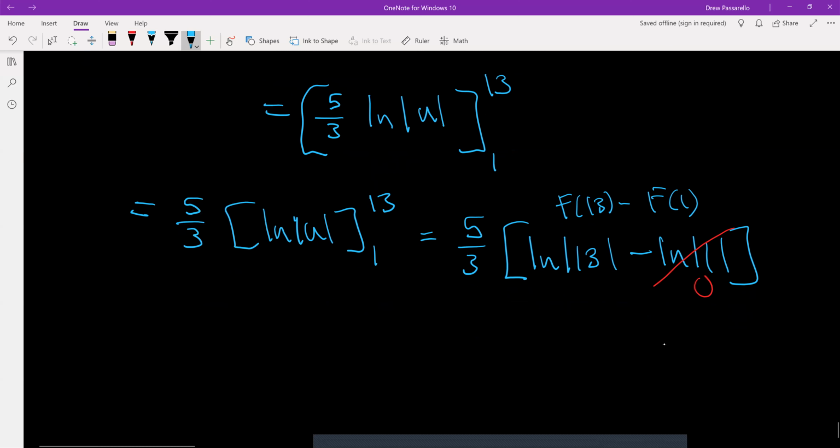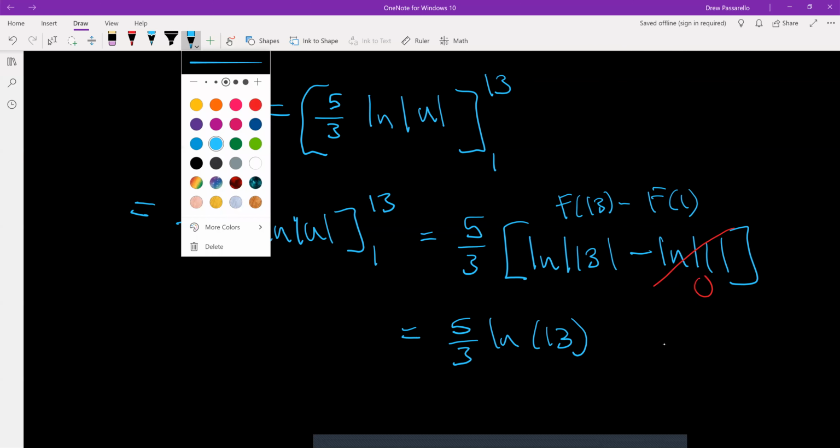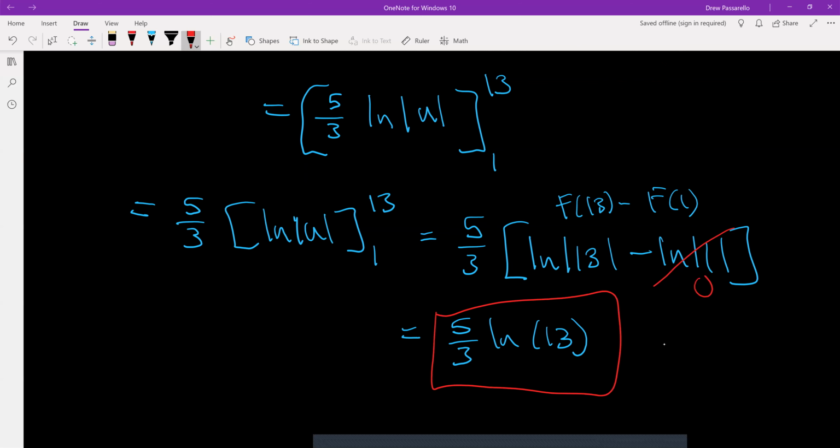I'm going to drop the absolute value because 13 is positive. So this is 5/3 times the natural log, and I'll just use parentheses instead. Okay, so that's going to be the answer.